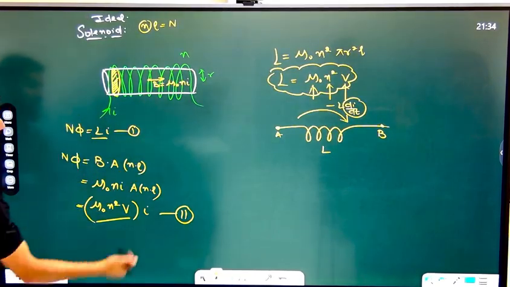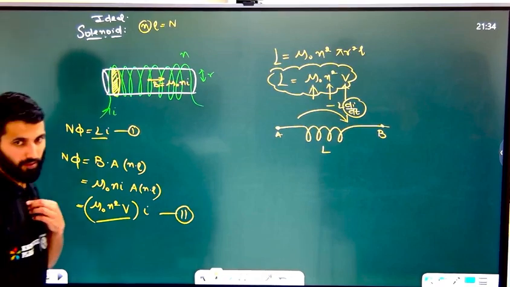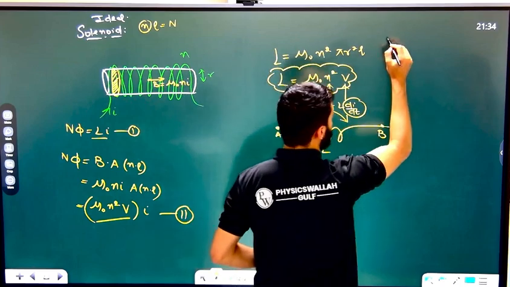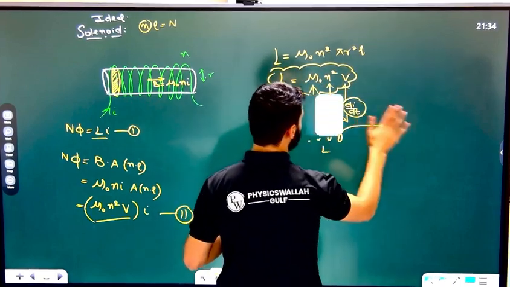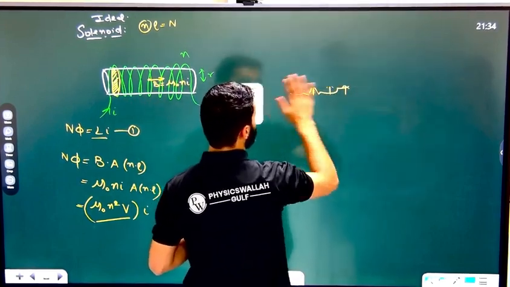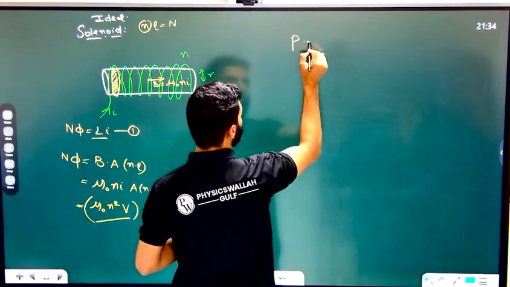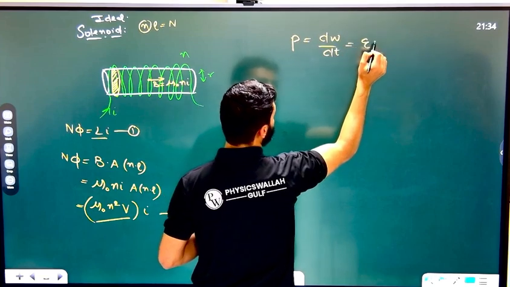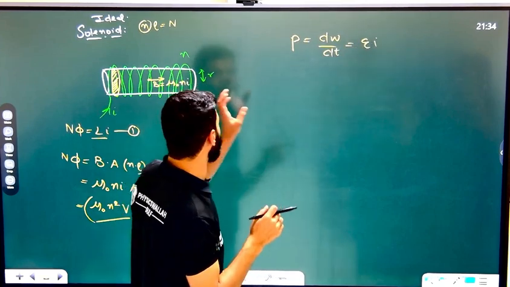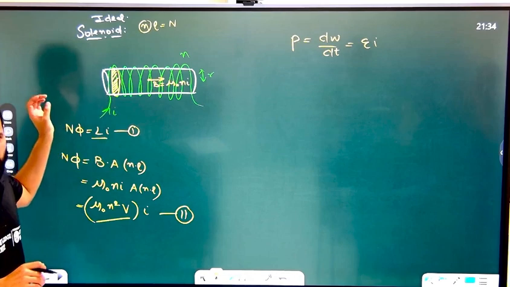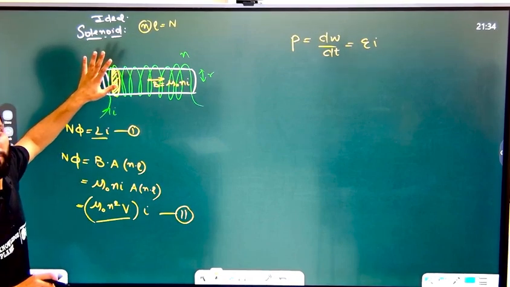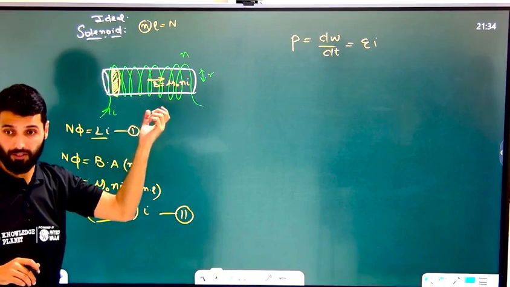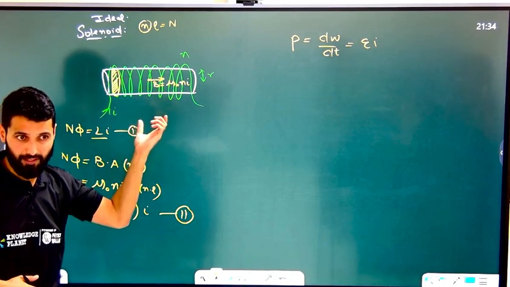Half Li square. But how? We know power is equal to I square R, or VI, or dW divided by dt. Whatever electrical work is done is stored in the form of magnetic field, so the work done is basically stored as magnetic potential energy. Is it clear?